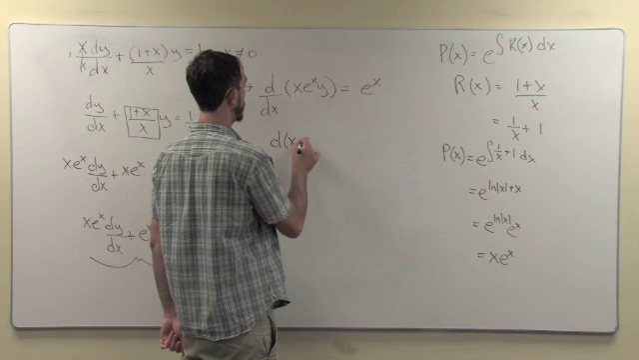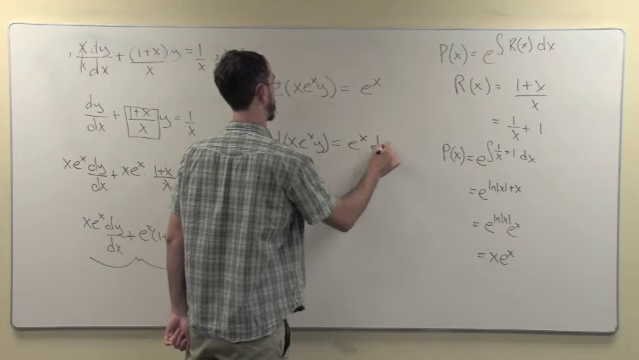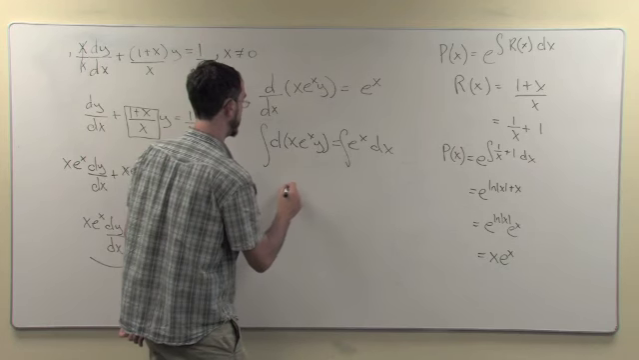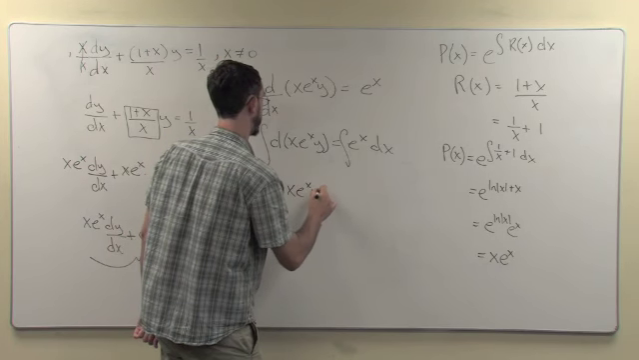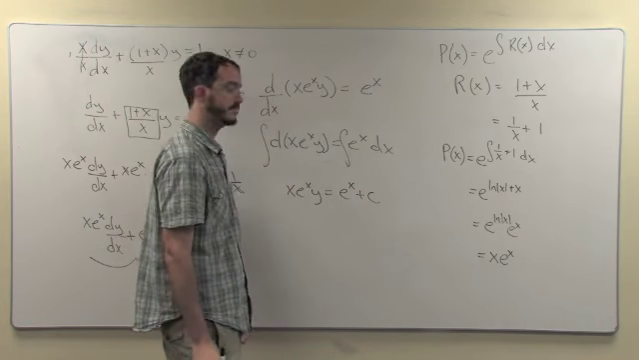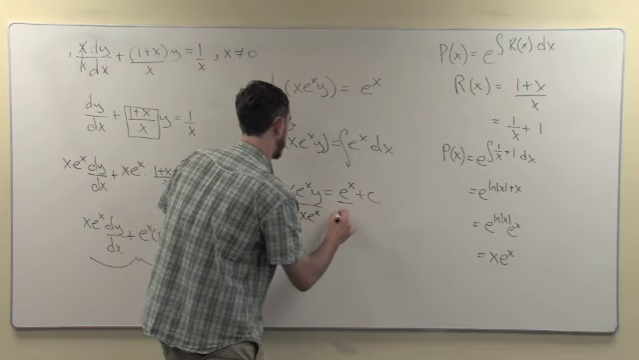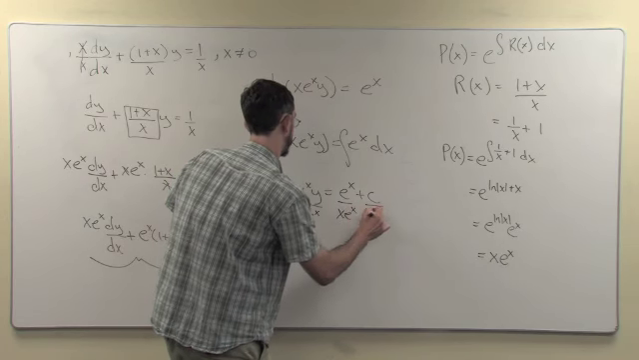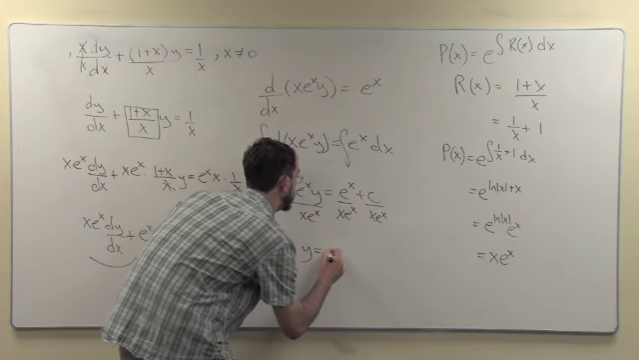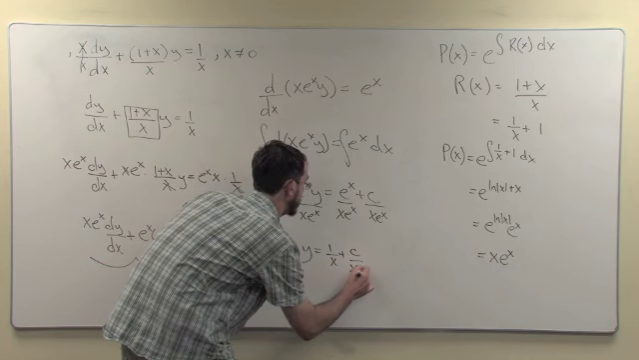Now, you can multiply both sides by dx and integrate both sides of the equation. This leaves us with x e to the x times y equals e to the x plus c. Divide each term by x e to the x to get our explicit solution. And our final answer is y equals 1 over x plus c over x e to the x.